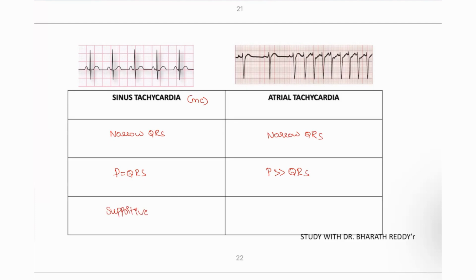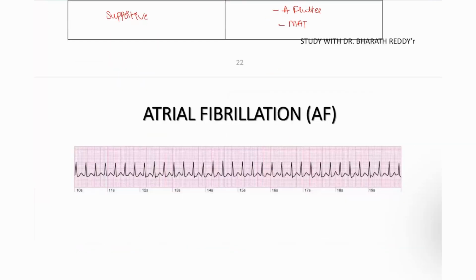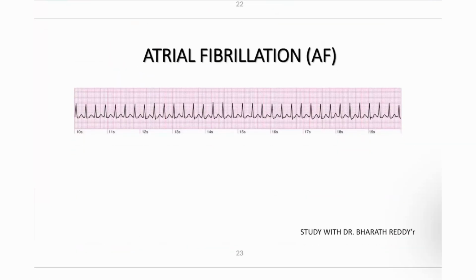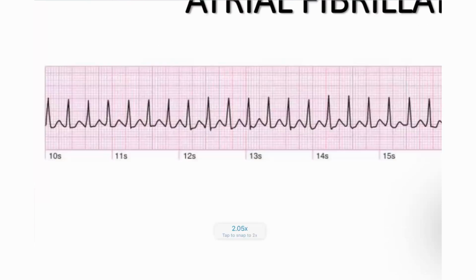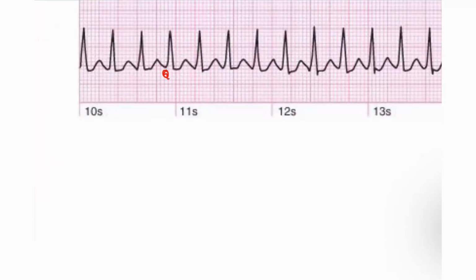Next, the other causes are atrial flutter and multifocal atrial tachycardia. These are the other types we have to treat. So first one, atrial fibrillation. Atrial fibrillation is the most common sustained arrhythmia, and the most common overall also. What is the defect here? This is QRS and T, but there is P wave absence.